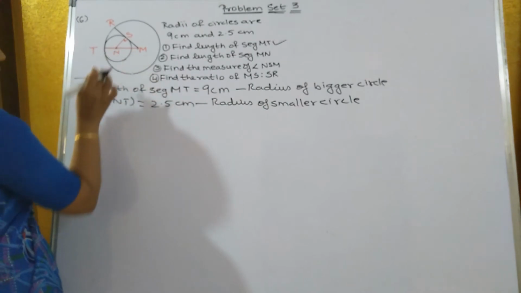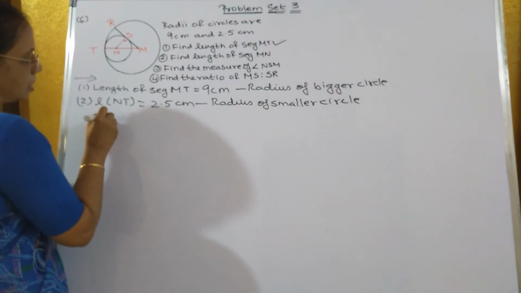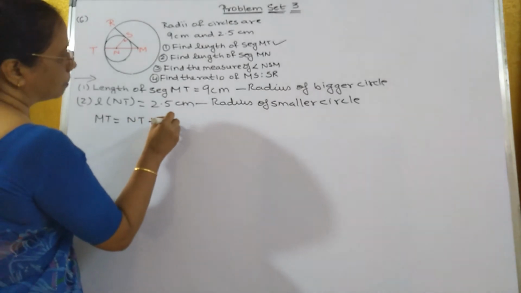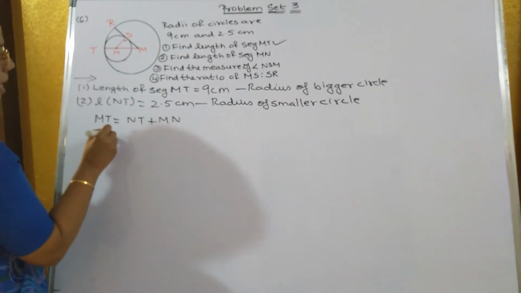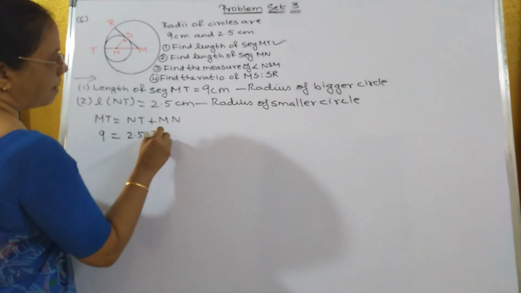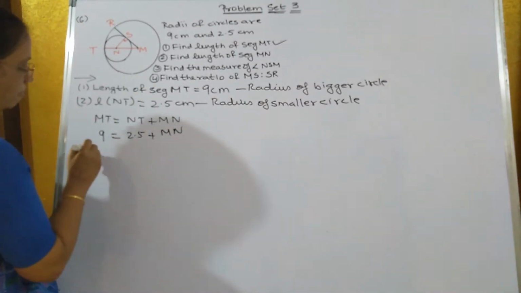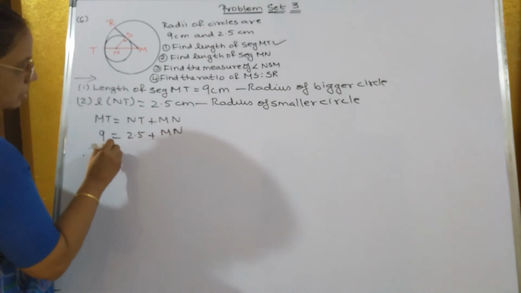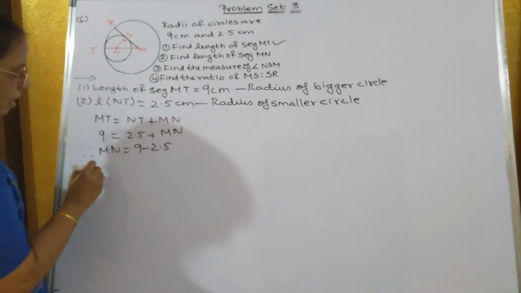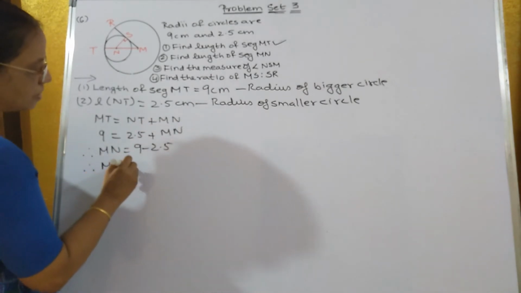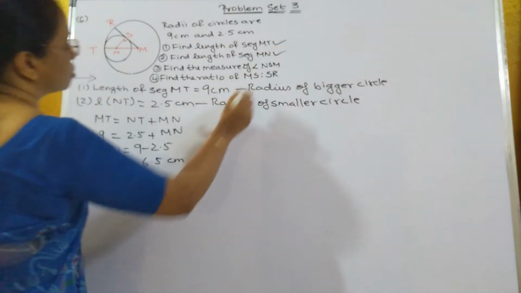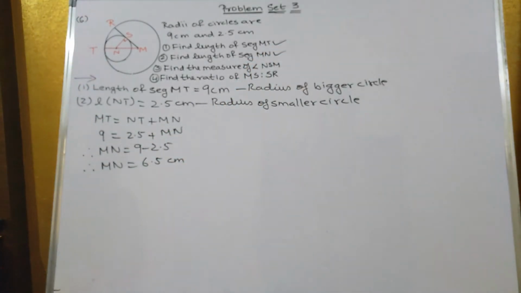Now what is length MT made up of? MT is equal to NT plus MN. MT is equal to 9 centimeter, NT is equal to 2.5 plus MN. Therefore MN is equal to 9 minus 2.5. Therefore MN is equal to how much? 6.5 centimeters. So we have got the second one also. MN is equal to 6.5 centimeter.